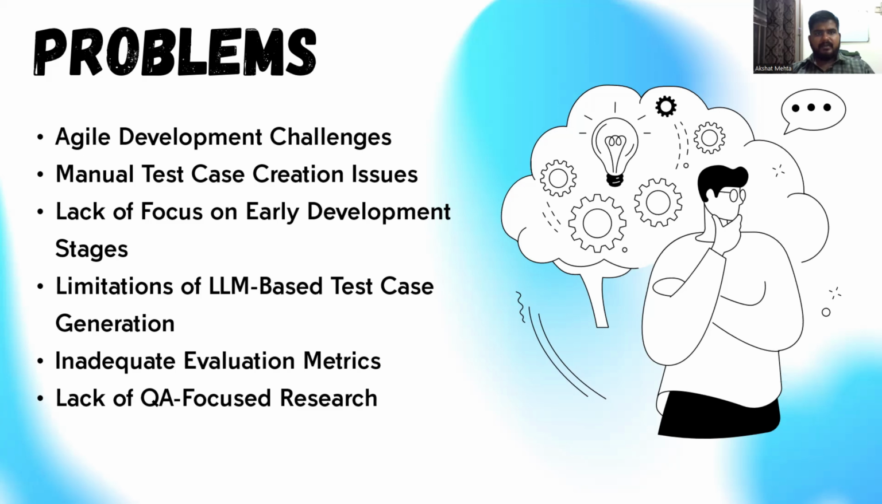Fourth, LLM-based test case generation limitations. LLMs face challenges like overfitting and limited adaptability in diverse development environments. Fifth, inadequate evaluation metrics. Current metrics do not fully capture the quality and relevance of AI-generated test cases, affecting their practical adoption. Sixth, lack of QA-focused research. Limited research on quality assurance in AI-driven environments restricts the understanding of AI implications in QA processes.